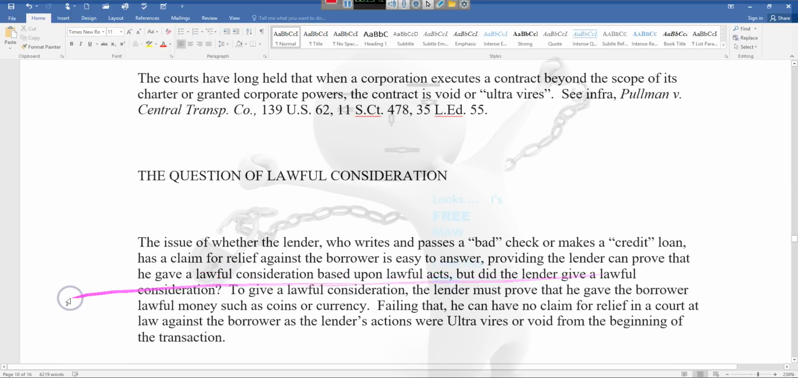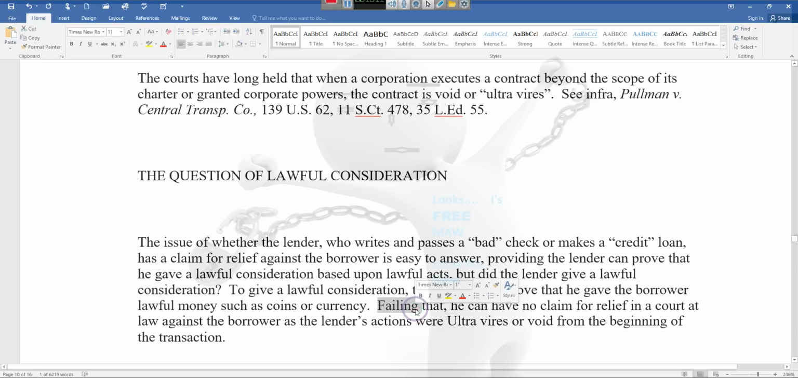But did the lender give a lawful consideration? Remember, there is this thing called consideration and value. It is associated with all contracts. With all contracts, there must be value and consideration. To give a lawful consideration, the lender must prove he gave the borrower, no, the lender doesn't have to prove he gave the borrower lawful money, such as coins and currency. That's not true. The lender does not have to.